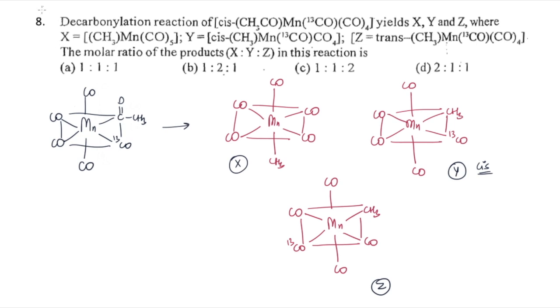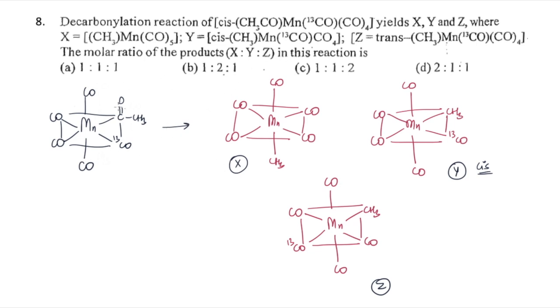So in this particular question, if you can see, it says that the decarbonylation reaction of cis, this particular complex CH3CO Mn 13CO (CO)4 yields X, Y, and Z, three other molecules, where X is this, Y is also given to you, and Z is also given to you. Y is the cis product and Z is the trans product. The molar ratio of the products X, Y, and Z are... Okay, so it's pretty simple.